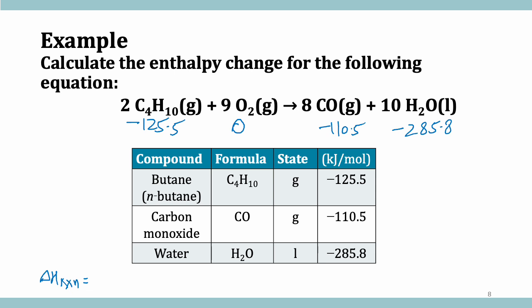So what would be the heat of the reaction? It will be 10 times water. You can write that down on your own. I'm writing all the products, plus 8 times delta H naught F of carbon monoxide, minus the reactant, which is 2 times delta H naught F of C4H10. Plug all of these in and get your answer. Oxygen is 0, so I did not include it.